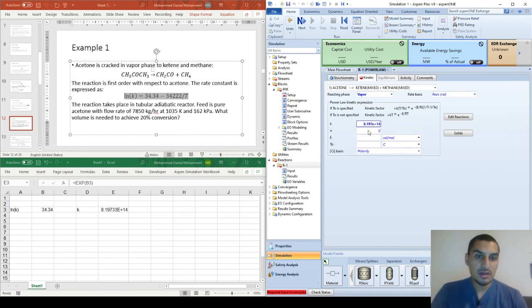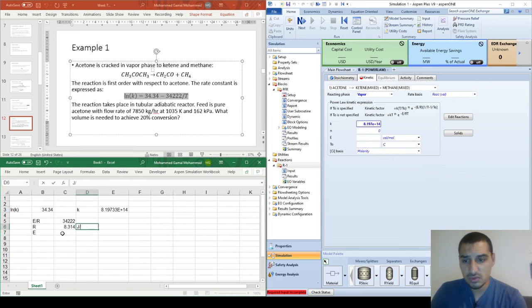E to the power 14. n equals 0, so this term goes away, and then I need to go for E over RT. I know from this shape that this is E over R, so E over R equals 34,222. I need to calculate E, so to calculate E I have to choose R. The units of this term are not specified, so the value of E depends on the value of R, because R defines the units. I can put R as 8.314, which is joule per mole Kelvin.